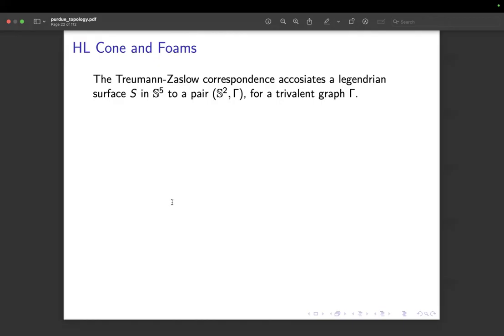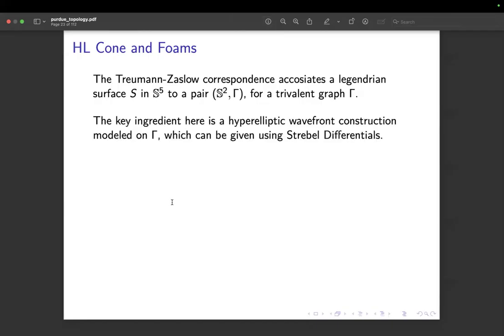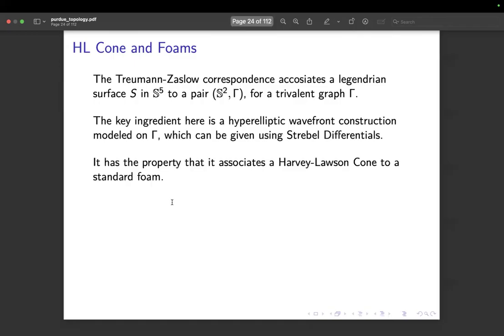And so what they do, and I call that construction the Treumann-Zaslow correspondence, is that they take a pair, S2 and a trivalent graph, and associate to it a Legendrian surface in S5. The key ingredient here is a hyperelliptic wavefront construction modeled on gamma, and one of them can be given using stable differentials. Let's note that. And it has the property that it associates a Harvey-Lawson cone to a standard foam. So maybe if I have time, I will show you a very nice GIF file. It's something else, but it demonstrates very nicely. It is the same foam as a cluster of soap bubbles, but it's topological.